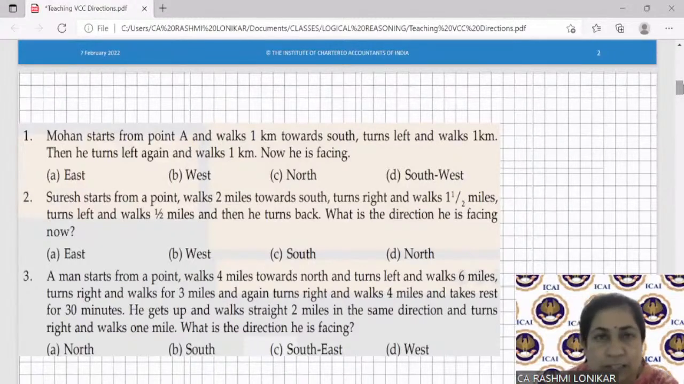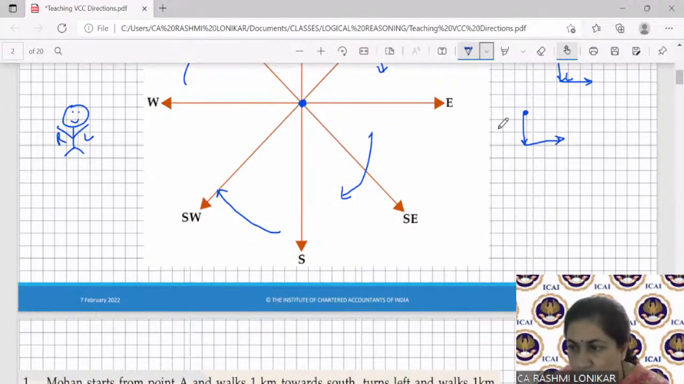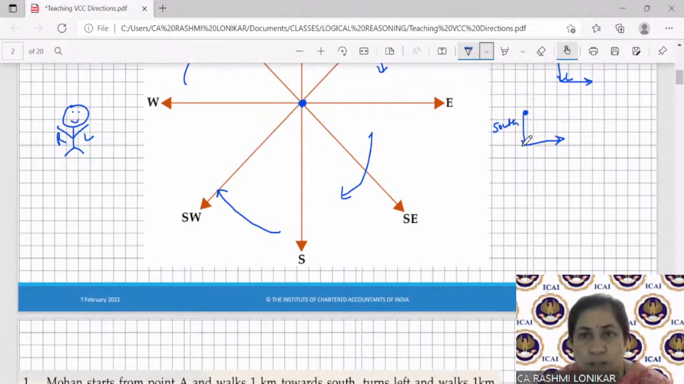Now, let us go to the exercise. This is the 10A exercise that we are going to do. Mohan starts from a point A and walks 1 kilometer to the south. Just now I was telling you about it. When this person is walking towards the south and I say he moves to the left, he will go towards the east direction.